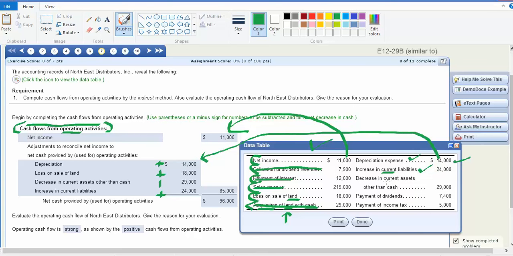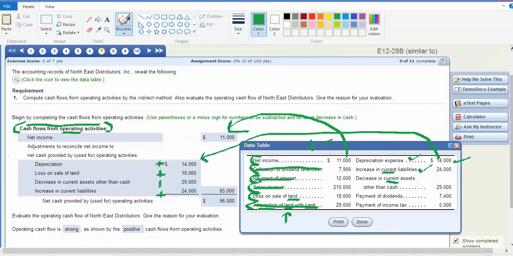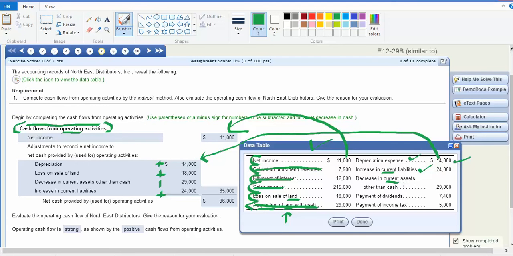Decrease in current. When you see current, it's like electricity going through your body, right? Decrease in current assets other than cash. Well, here's current assets. Decrease in current assets other than cash. This is not talking about cash changing from one cycle to the next. It's talking about current assets other than cash. So here you literally have decrease in current assets other than cash. That's $29,000.